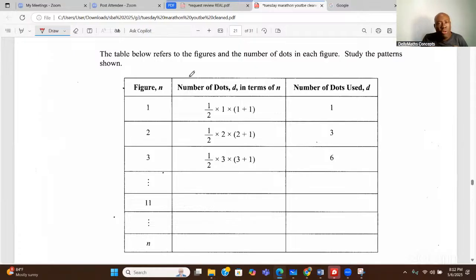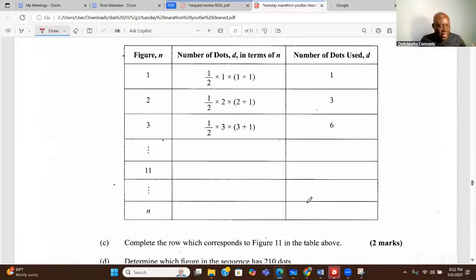The table below refers to the figure, add the number of dots in each. Study the pattern shown. So you're going to study the pattern shown. Now, look carefully. Look, a half is out there for everybody. You want to notice the half is there.